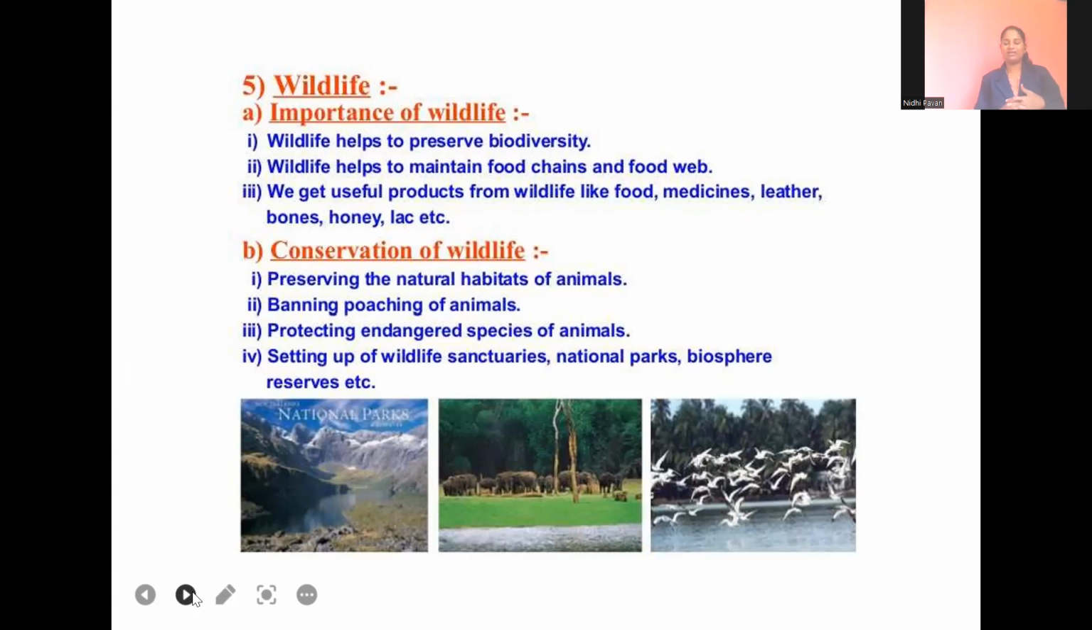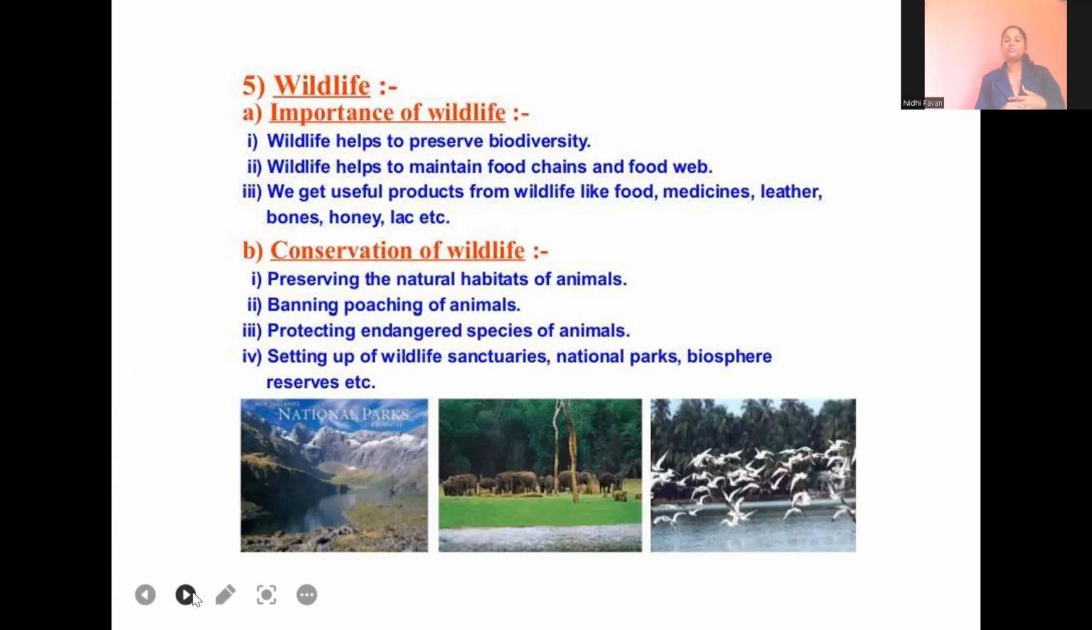Banning poaching of animals. See, they will poach or hunt the seals to get their skin. They will hunt the elephants to get their tusks. They hunt various tigers and lions to get their leather. So this poaching of organisms should be banned under very strict laws.